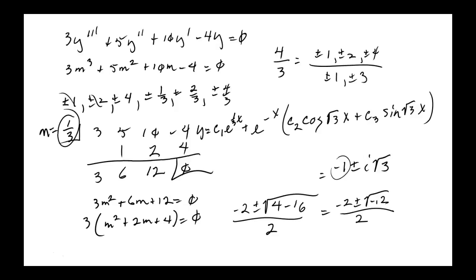They got y equals C1 e to the x over 3, I said 1/3 x, same type, plus e to the minus x without a constant in front of it, times, open parentheses, C2 cosine square root of 3x plus C3 sine square root of 3x. Yes. Okay.